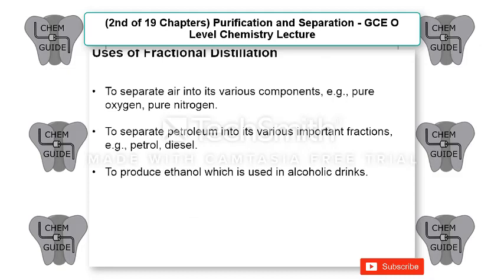Some commercial uses of fractional distillation, the most important of which is the refining of petroleum or crude oil into the various fractions like petrol, diesel, and so on and so forth, and to produce ethanol to make your alcoholic drinks. Fractional distillation of air is also quite an important process. It allows you to obtain pure oxygen for use in, let's say, hospitals, pure nitrogen for use in chemical reactions, cooling facilities.